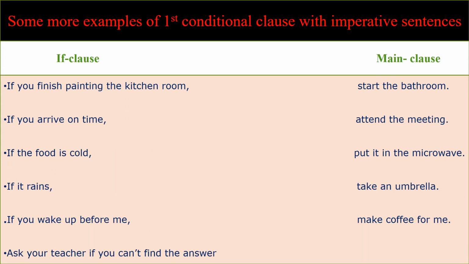Some more examples of first conditional clause with imperative sentences. You can see here are some examples. If you finish painting the kitchen room, start the bathroom. If you arrive on time, attend the meeting. If the food is cold, put it in the microwave. If it rains, take an umbrella. If you wake up before me, make coffee for me. Ask your teacher if you can't find the answer.